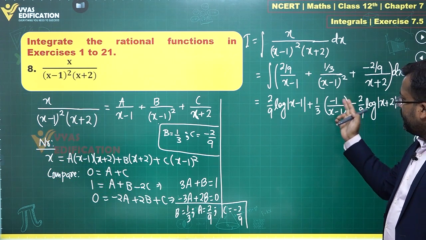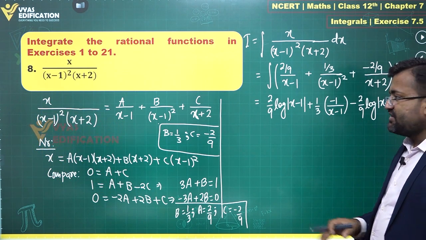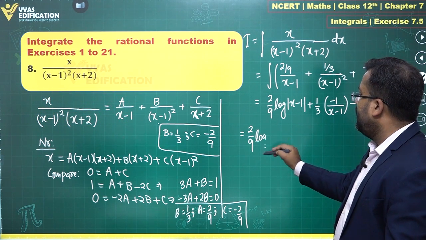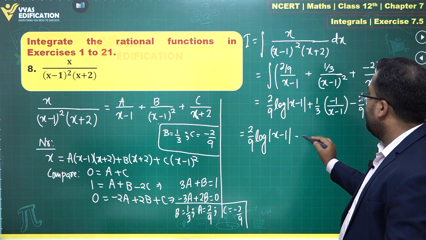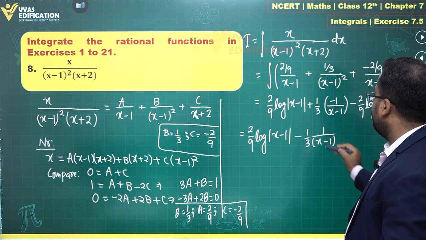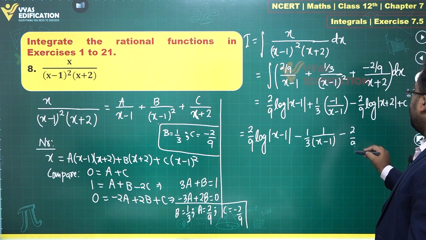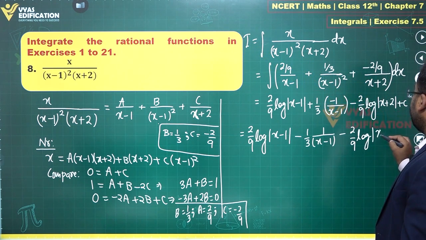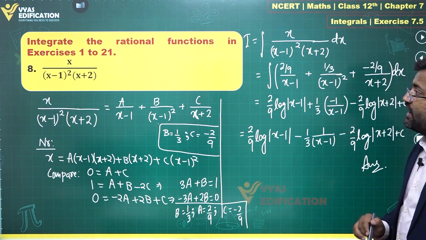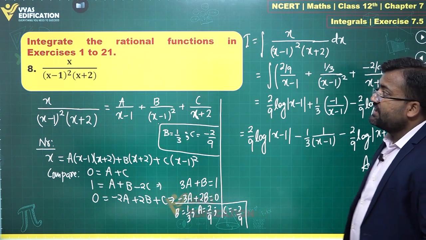That's my final answer. Okay, this can be written as minus 1 by 3 x minus 1, and let me write that step as well. This is 2 by 9 log modulus x minus 1 minus 1 by 3 times x minus 1 in the denominator, right? And minus 2 by 9 log modulus x plus 2 plus constant term. That's the required answer for this particular question, as you can see over here.